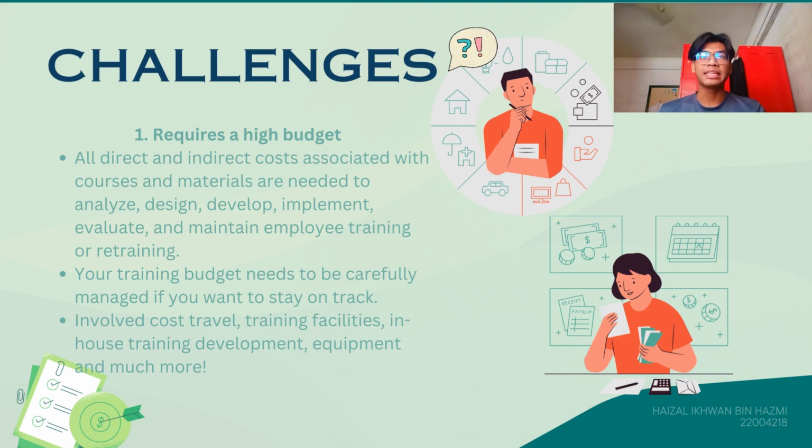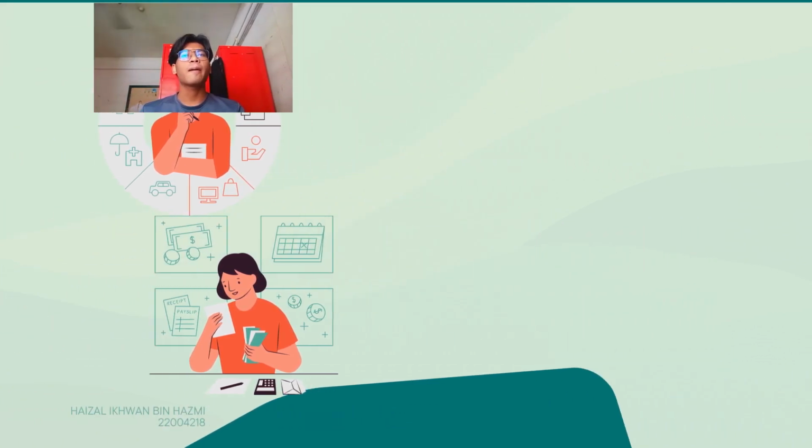This had been clearly stated in the case study where Walmart spent $2.7 billion on employee training and raising employee wages. All direct and indirect costs associated with courses and materials are needed to analyze, design, develop, implement, evaluate, and maintain employee training or retraining. It is important to manage your training budget carefully if you want to stay on track. It is because it involves travel costs, training facilities, in-house training development, equipment, and much more.